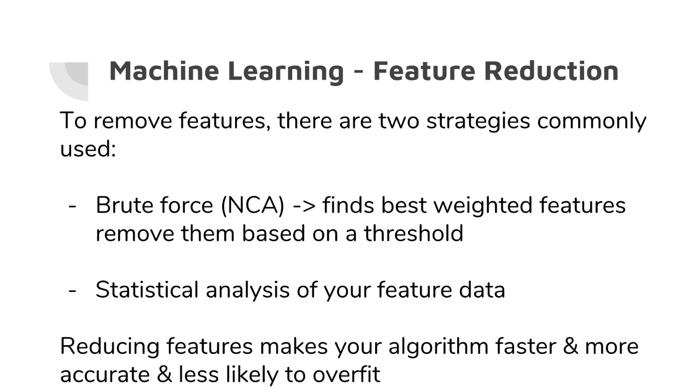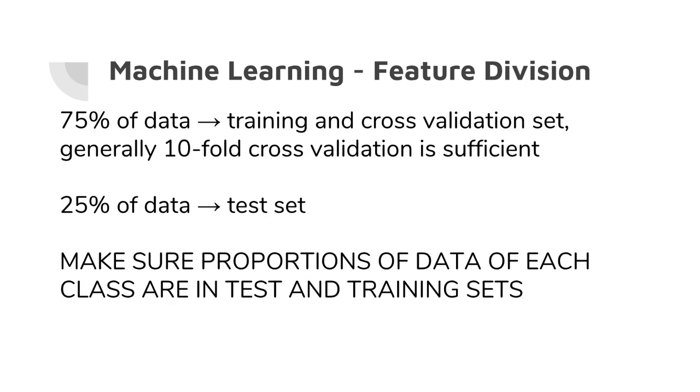And then the alternative is you can do a brute force method using what's called neighborhood components analysis, and you just throw it all in a machine learning algorithm and see if it gets better when you train it using specific features. And so you can either remove one feature at a time and check, or you can add one feature at a time to see what level of accuracy you get improved with each feature. And then you pick the features that improve the accuracy the most, or remove the ones that improve it the least.